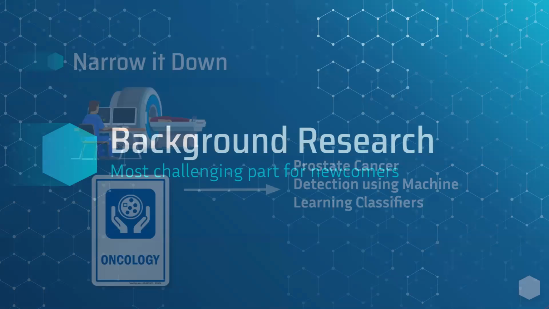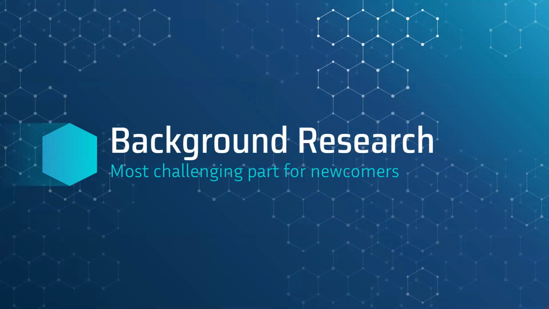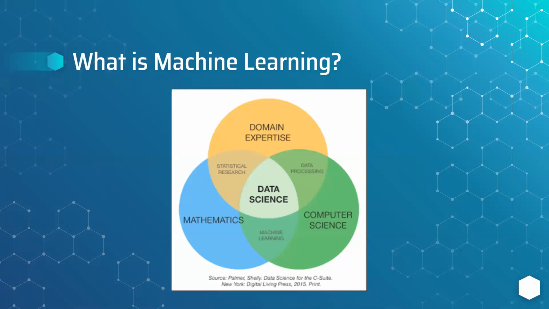So after I found my topic of interest, I went even further and just looked at background research. Okay, so what is this? You have to have the domain knowledge, which means you have to have the fundamental knowledge of your field to make any sort of progress, right? And this is the most challenging part for mostly any newcomer, because you have to not only understand the fundamentals of your field, but you also have to go very deep into it. So let's talk about first, what exactly is machine learning and how do I get into it?